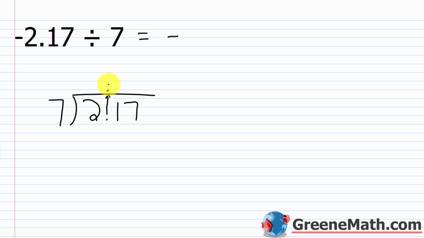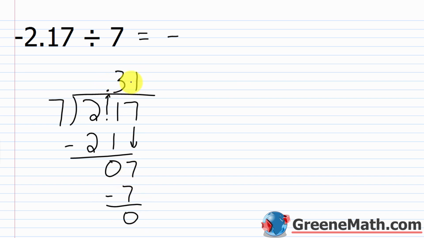You don't have to think about it anymore. You can just divide, like if you had 217 divided by 7. So 7 is not going to go into 2, but 7 will go into 21. It goes in exactly 3 times. 3 times 7 is 21. Subtract and get 0. Bring down the 7. 7 will go into 7 one time. 1 times 7 is 7. Subtract and get 0. So we have 0.31 as our answer. But remember, we have this negative up here. So let's attach that. And we'll say that we have negative 0.31 as our answer.